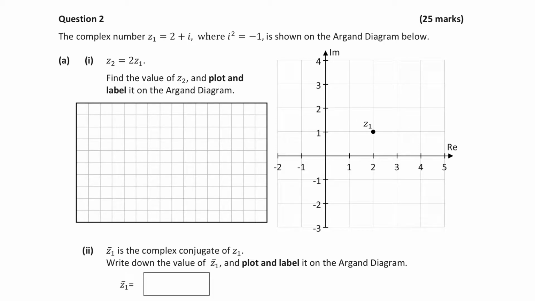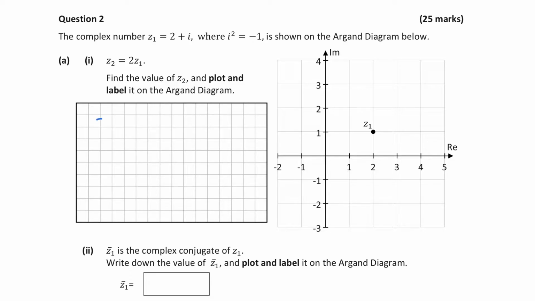So this is 2019 paper 1 question 2. Okay, so we'll start off there by reading the question. The complex number z1 is equal to 2 plus i, where i squared is equal to -1, as shown in the Argand diagram. So 2 plus 1. Okay. z2 is equal to 2 times z1. Find the value of z2 and plot and label it on the Argand diagram.